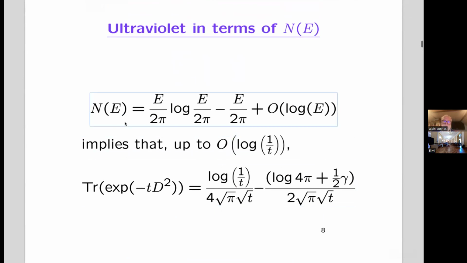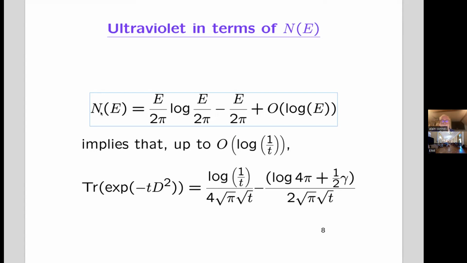So, these terms are exactly related to what Riemann wrote in his paper, which is that the number of non-trivial zeros of imaginary part between 0 and E has an expansion, and that this expansion is given by this formula: E over 2 pi times log of E over 2 pi, minus E over 2 pi, plus terms in log E. The reason is quite simple.